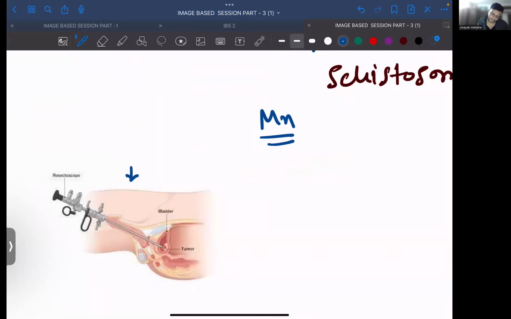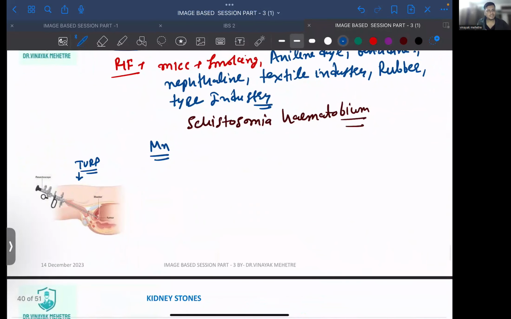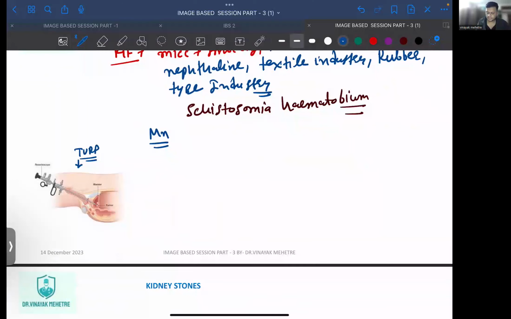इसको बोलते हैं TURP. Okay, we will put a probe and we will cut that part, that is called as TURP. Okay, radical cystectomy. प्लस क्या देंगे?